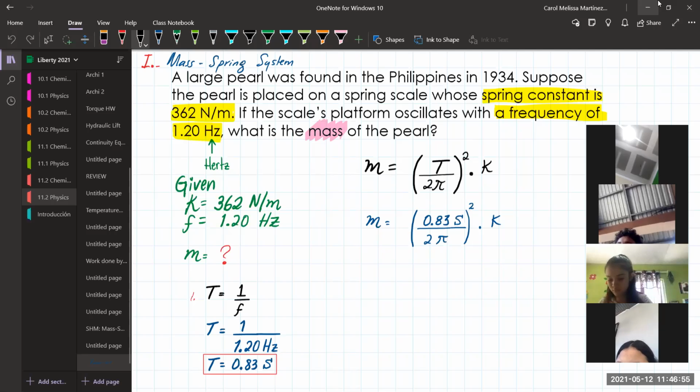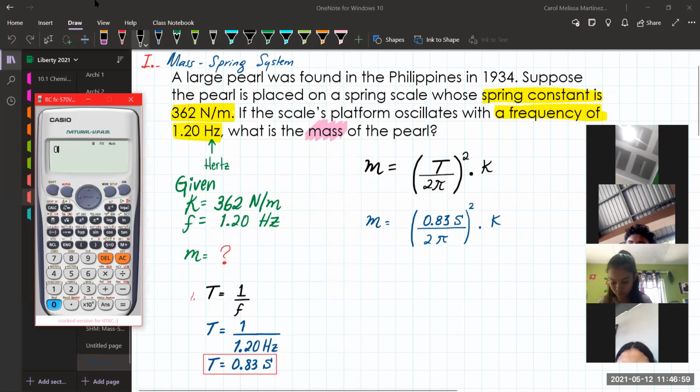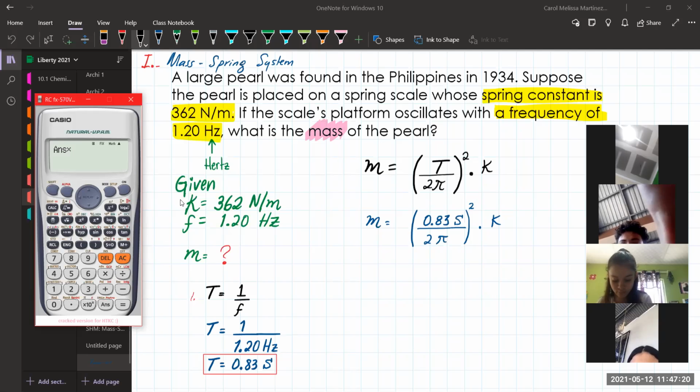Now in your calculator, how are you going to do it? 0.83 divided by 2 divided by pi, which is shift. Okay, like that. You get the answer. Now raise it to the second power, you get this one. And then you multiply times that constant, that is 362.